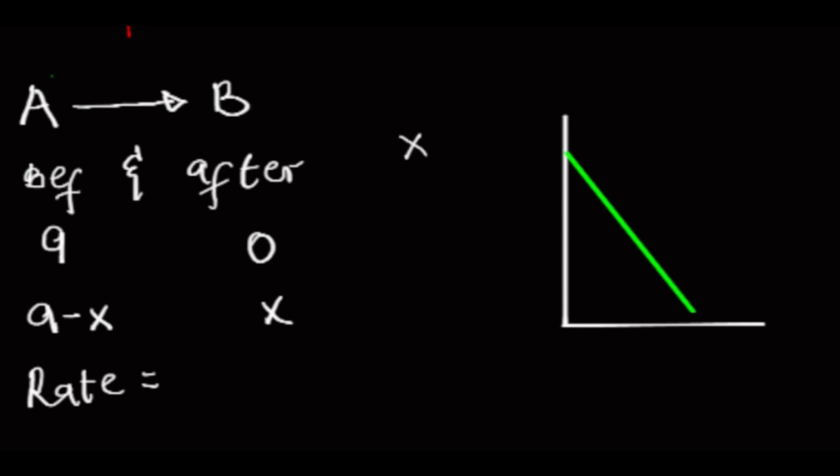I'm going to represent it as P, right? Then I'm going to represent that of B as Q, right? So if I'm going to write out the rate expression, the rate is going to be negative 1 over P, then change in concentration of A divided by change in time.